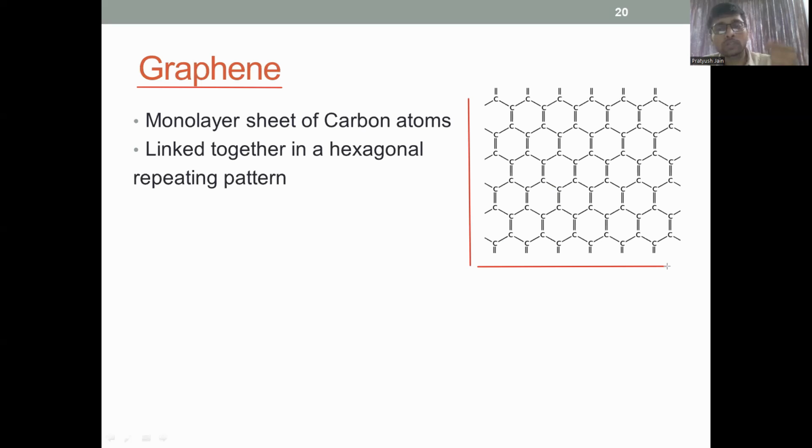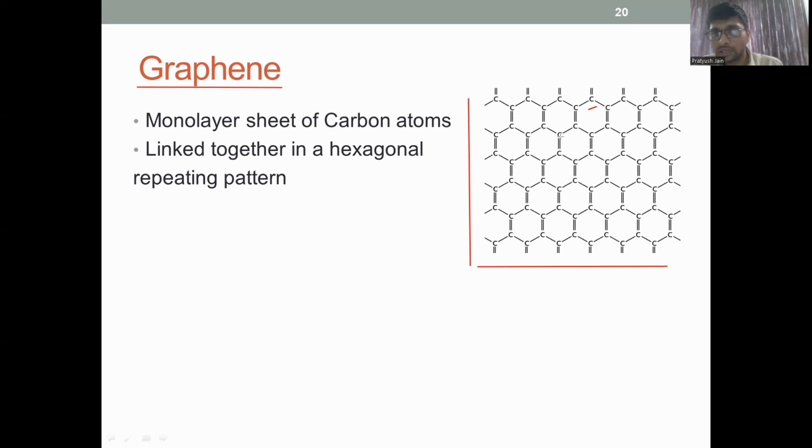So two of its dimensions are more than 100 nanometers. Its length and breadth can be more than 100 nanometers. But its width consists of only one carbon atom. It is only one carbon atom thick. And these carbon atoms are linked together in a hexagonal pattern.